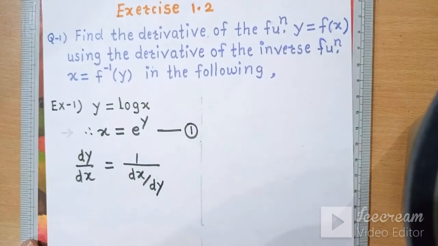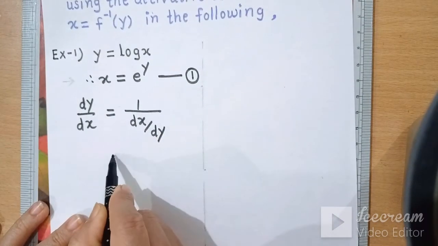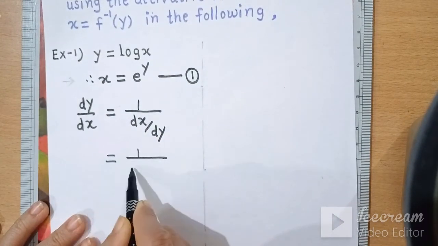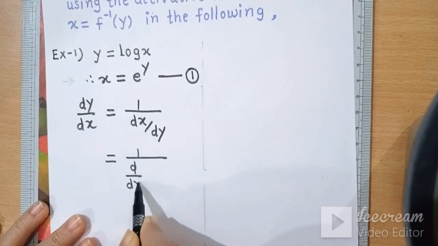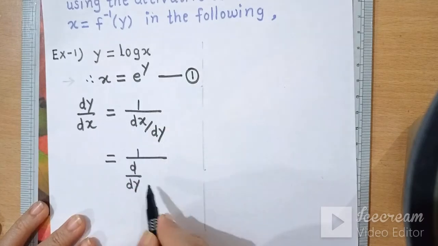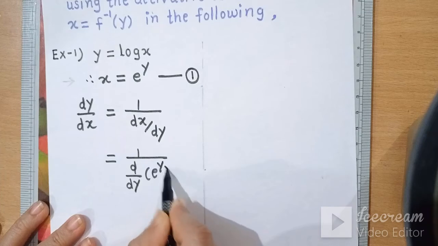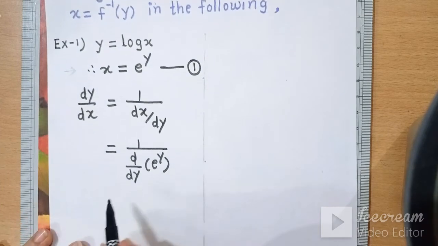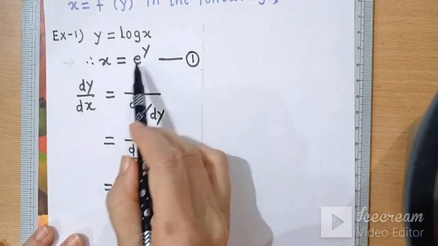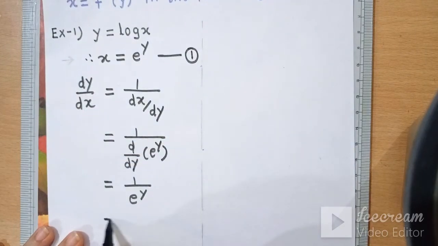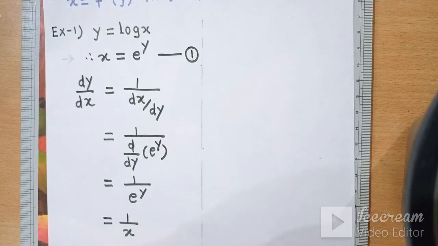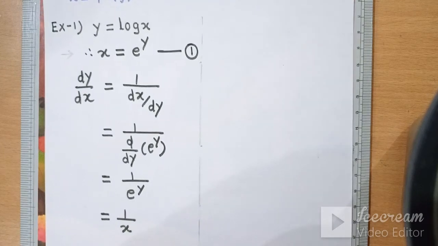Say this is 1. Now we will find the derivative. By this formula, 1 upon d by dy of x, where x means e raised to y. So I am writing the derivative of e raised to y, and e raised to y again means x. So in the last step the answer is 1 upon x. Very easy.